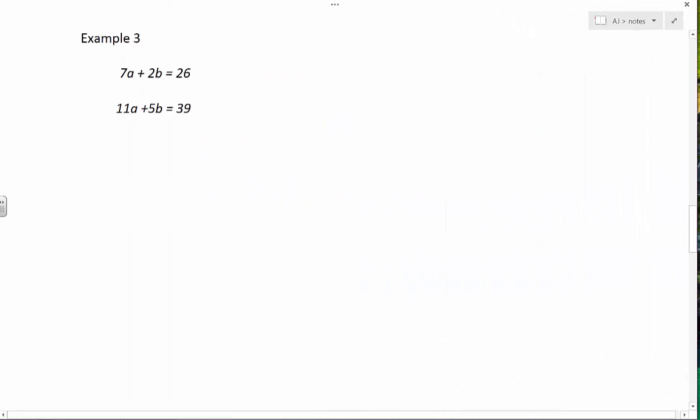Okay, now I hope you understand what the process is. We need to find a number to scale both equations up by so that we have either the same number of a's in each or the same number of b's in each.